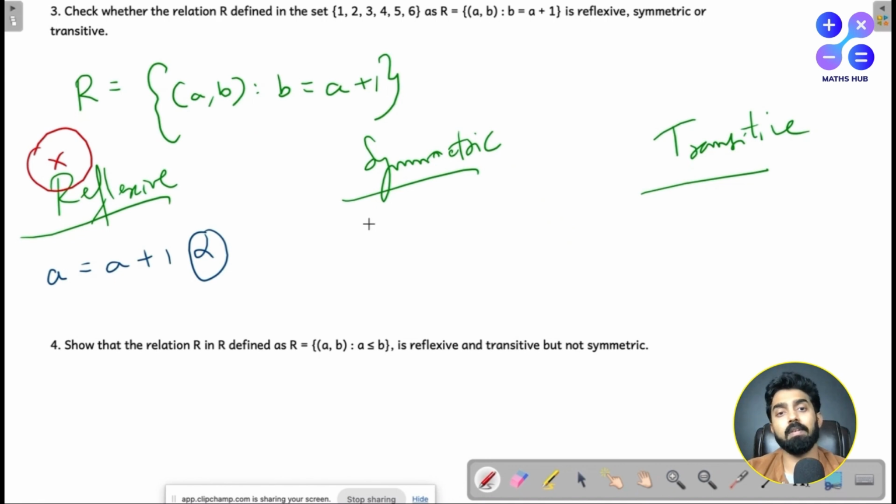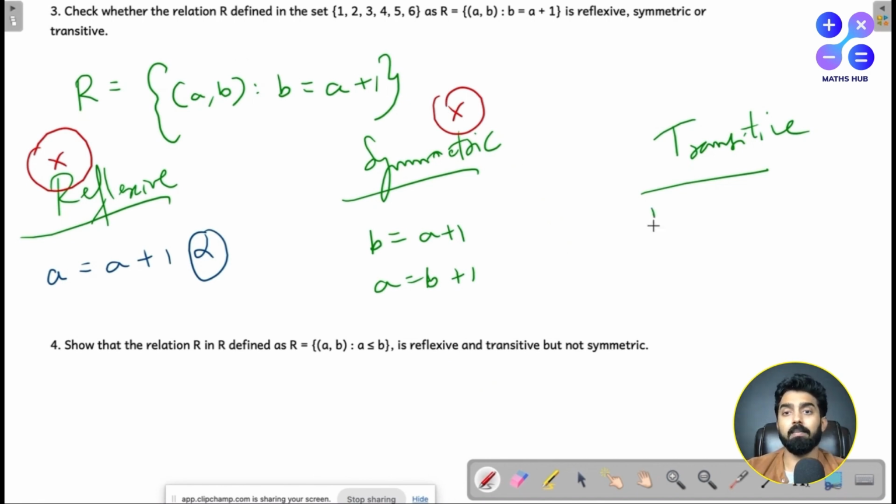If b equals a plus 1, can you have a equals b plus 1? No, because if you say 2 equals 1 plus 1, you cannot say 1 equals 2 plus 1, right? So that's not going to work. It cannot be a symmetric function. You cannot interchange the values and still get the same answer. Not going to happen. Is it transitive?